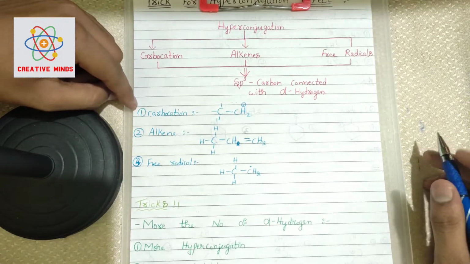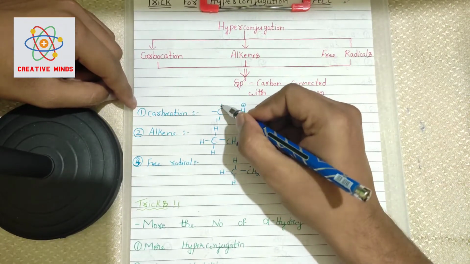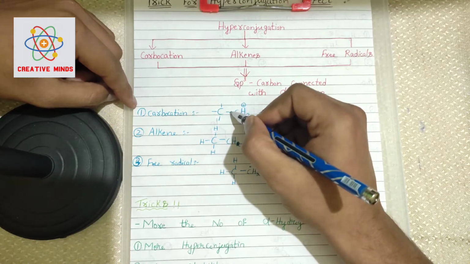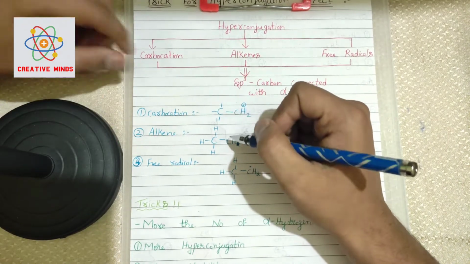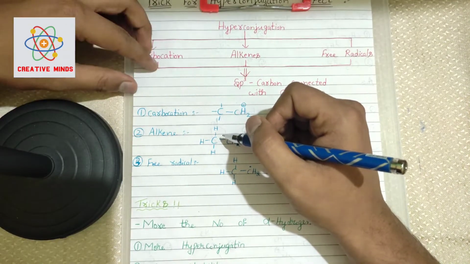Now in a carbocation, this is an sp3 hybridized carbon, because here we have 1, 2, 3, 4 bonds. I have already explained how to find the hybridization. If you want to watch that video, I'll provide the link in the description box. You can watch it.